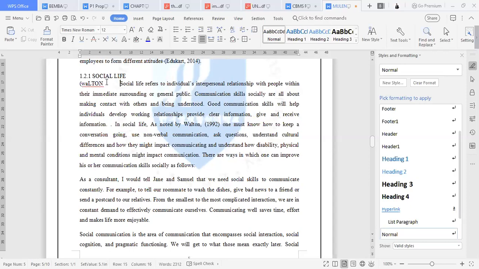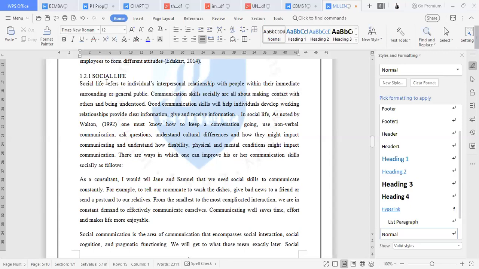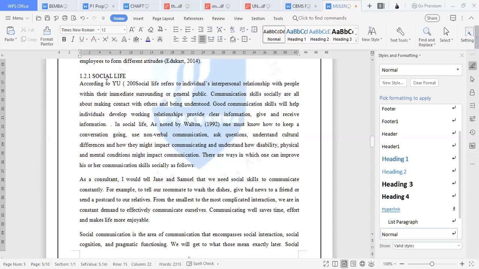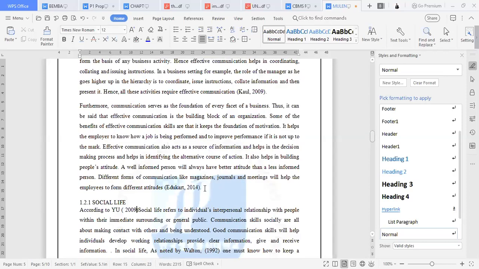When you're starting, make sure that you start with a very nice connection, like according to Wharton, maybe 2009, if you don't know the page number. Always make sure you start like that. When the citation is coming last, always make sure that it's in brackets, like this one here.